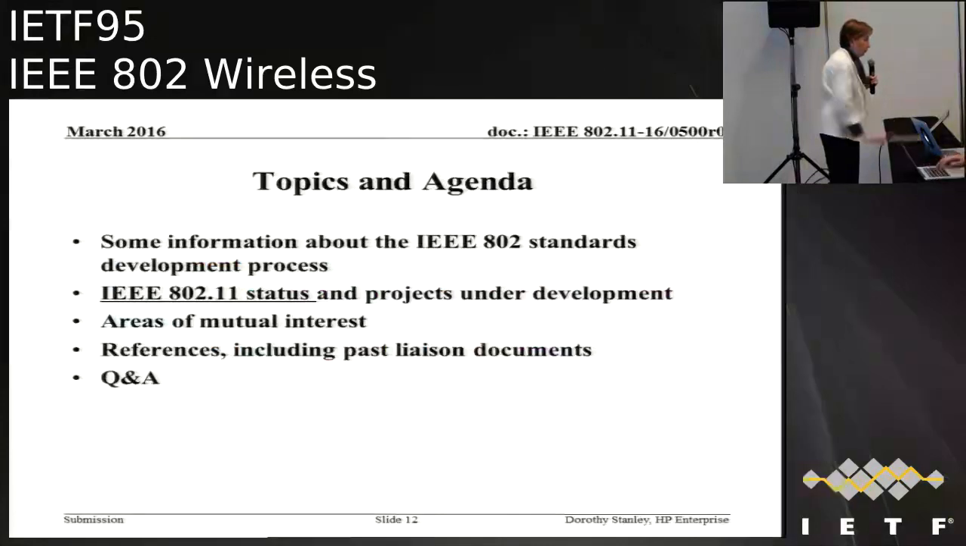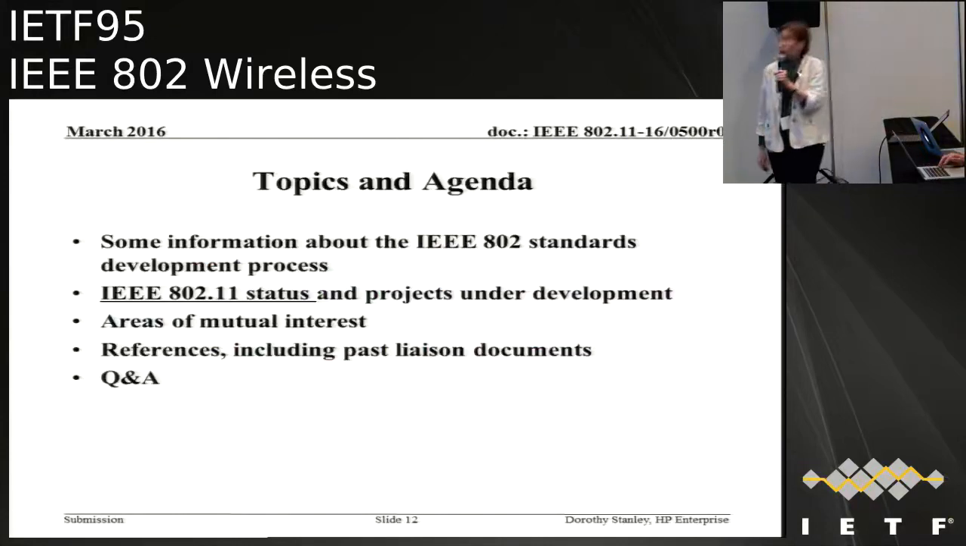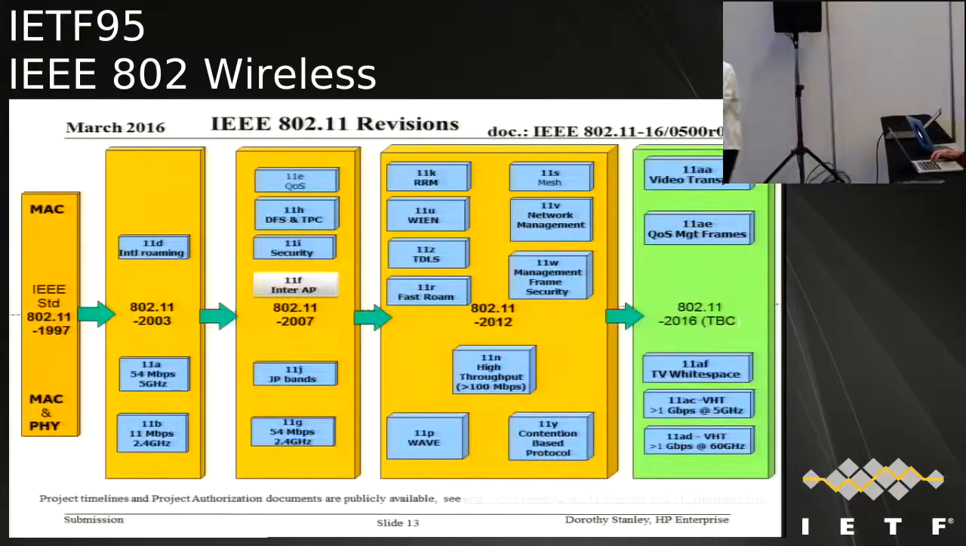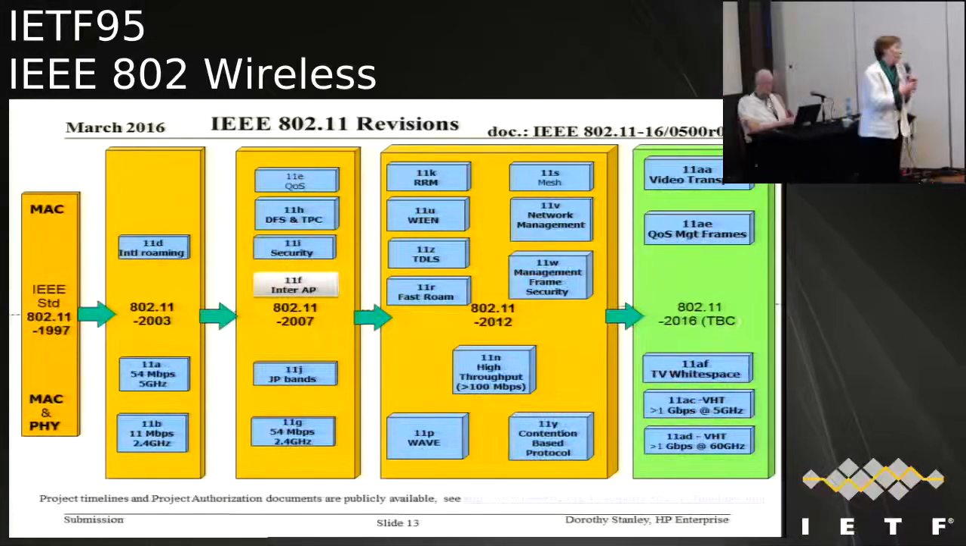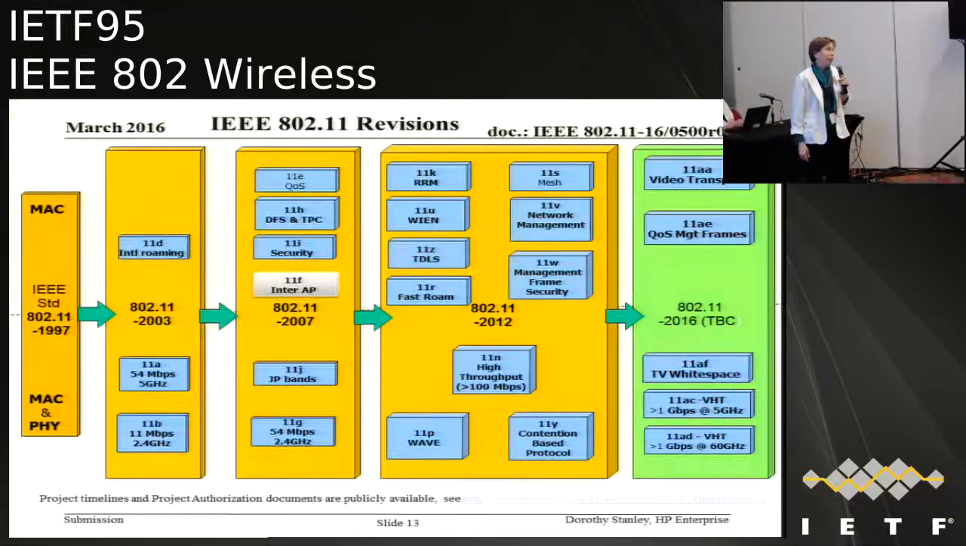So now we'll look at 802.11 status. And someone was commenting earlier about the size of this document. It is a little overwhelming. Right now, the size of the 802.11 2012 document is over 2,000 pages, and it will be larger when we come out with the 2016, hopefully, edition.